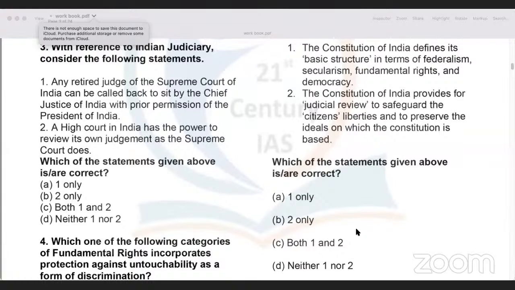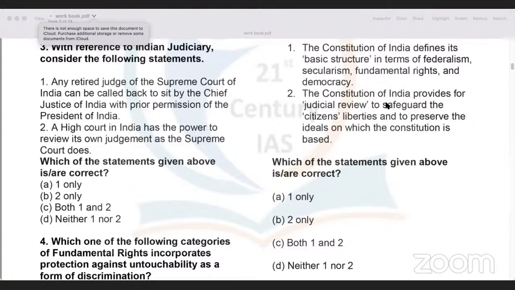Now in the mains, what is the implication from this statement? Basic structure is not a part of the Constitution. Comment would be the question: why it is not a part of the Constitution, and how the judiciary is considering it as a part of the Constitution. Those argumentations have to be written in just a span of 200 words.